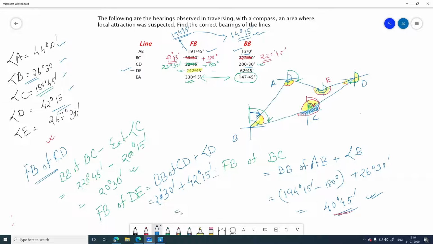So let's check what is the value. Yes, it is 242 degree 45 minutes. So that is equal to DE. So that means the line DE is free from local attraction. So in this way you can apply the correction using the method of interior angles to correct the bearings.